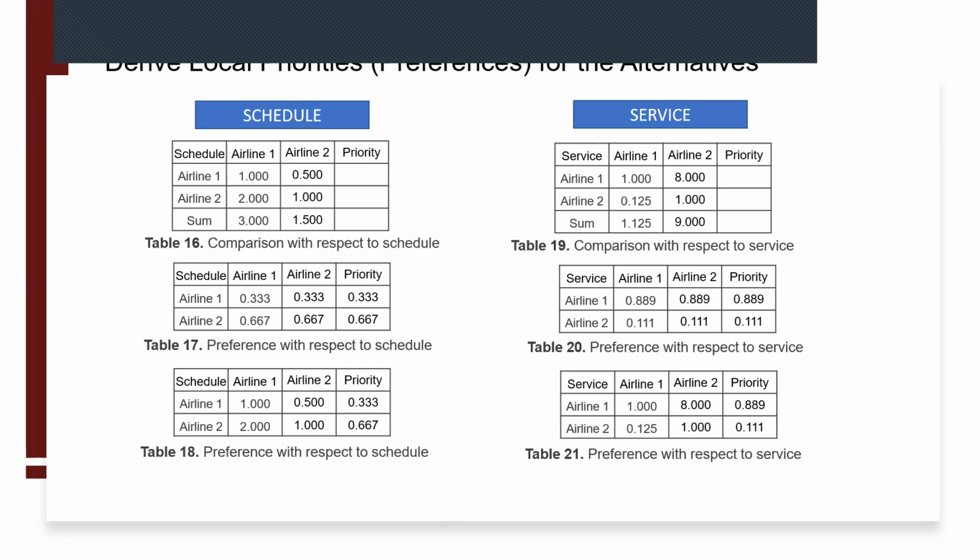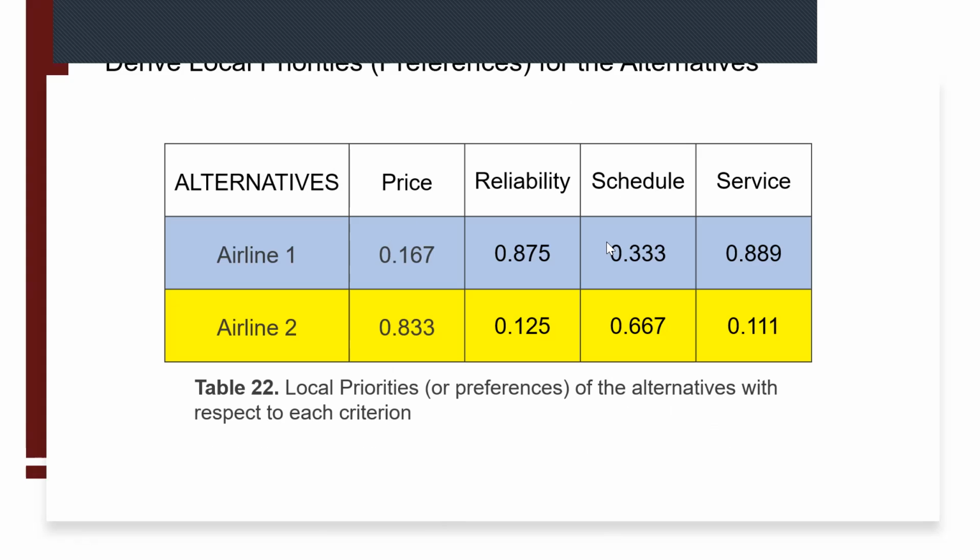So very straightforward, especially when we are dealing with two alternatives. So these are the alternatives, not the preferences for the alternatives. So airline 1 and airline 2. In terms of price, again, airline 2. In terms of reliability, airline 1. Schedule, airline 2. Service, airline 1. So that's what I came up with for the analysis.